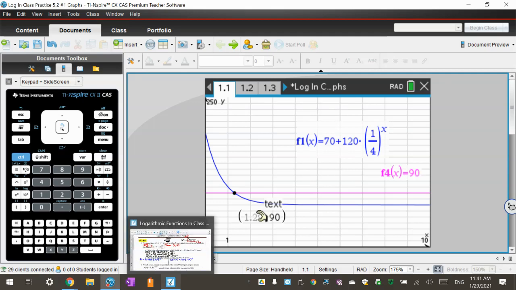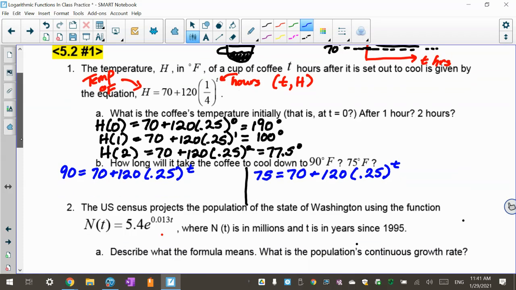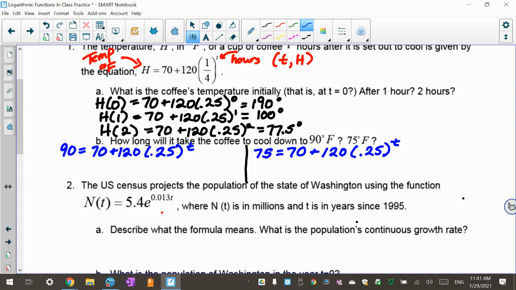But now that we're working on logarithmic functions, we can actually use logs to solve this. And the one thing I keep telling everybody is that these are going to be way easier than the log labs I've been having you do. So let's start solving this. I'm going to do some normal math, subtract 70 from both sides. So I have 20 equals 120 times 0.25 to the t.